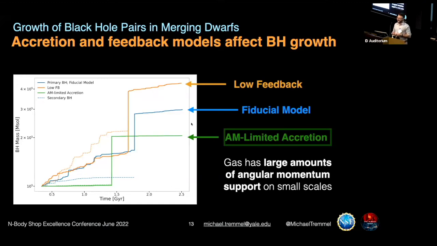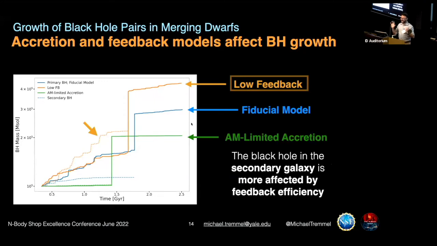The other thing that we can see is the effect of decreasing the black hole feedback. In this case, the majority of the effect is on the secondary black hole. The primary galaxy's black hole, the solid line, doesn't change very much in these simulations. It's not regulated by its own feedback. In the lower mass galaxy, however, decreasing feedback means the black hole grows by a lot more.